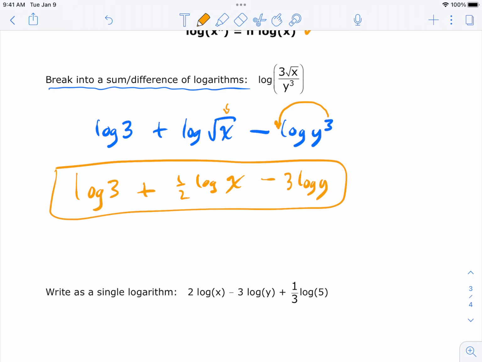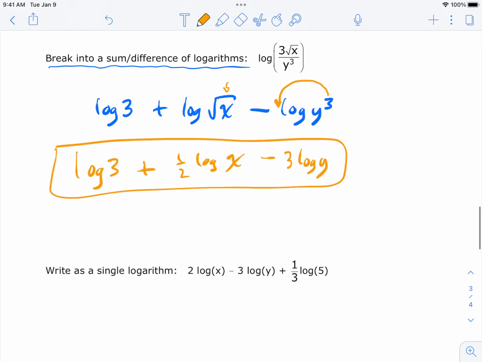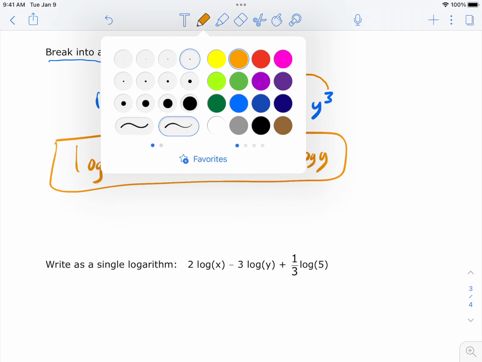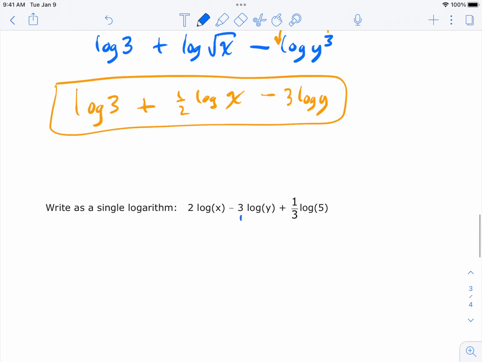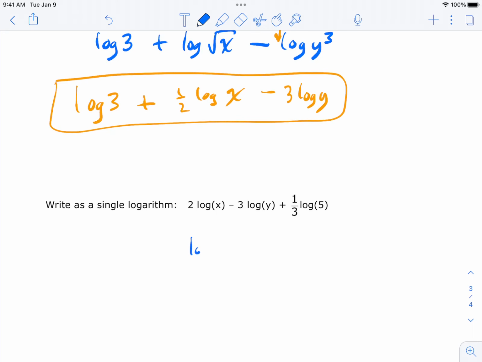All right, one more. And this, of course, is going the other direction. We've got a whole bunch of logs all split up, and we want to put them all together. Well, in this case, the first thing we're going to want to do is these multipliers are going to have to hop up as exponents. We can't just leave them there. So that's the first thing I'm going to do. So this 2 is going to hop up, and I'm going to call that the log of x squared minus. And then this 3 is going to hop up, and I'm going to call this the log of y cubed. And then this third is going to hop up, and I'm going to say plus the log of, and you could write 5 to the 1/3 if you want. You could write the cube root of 5, whichever you prefer. I'll just say 5 to the 1/3.